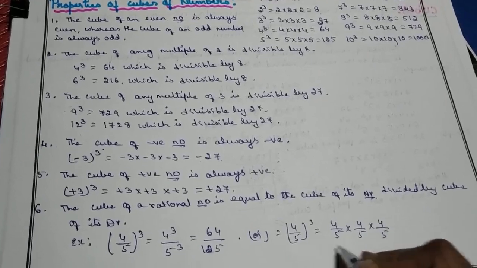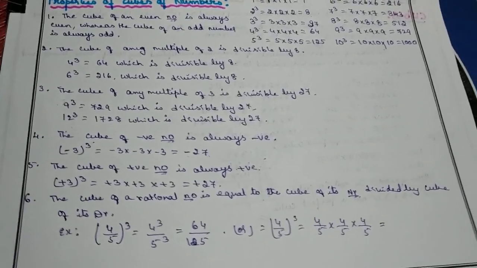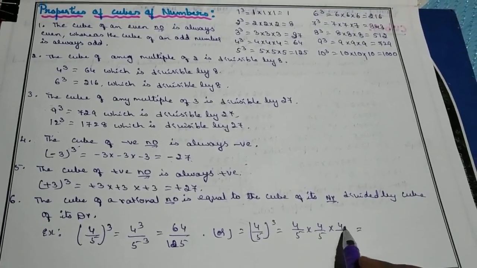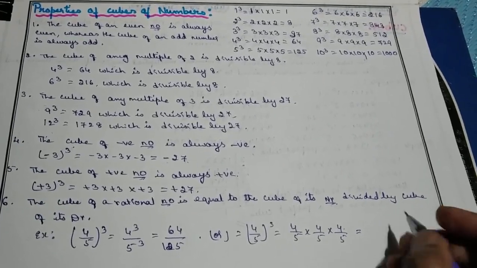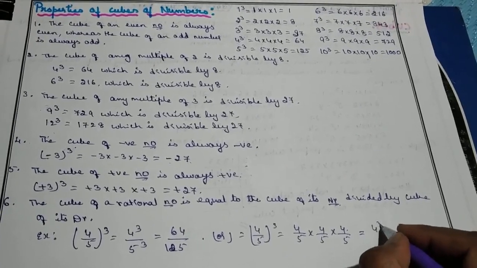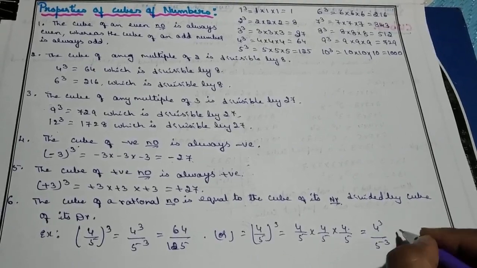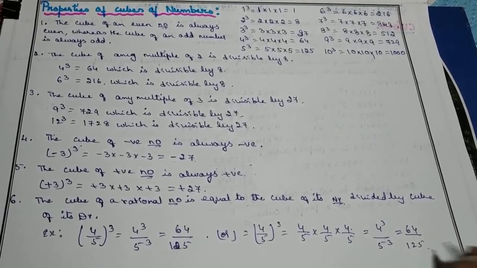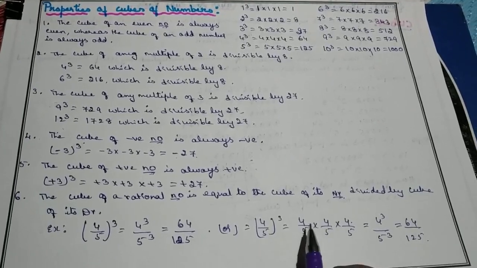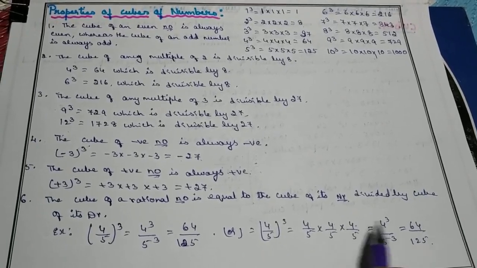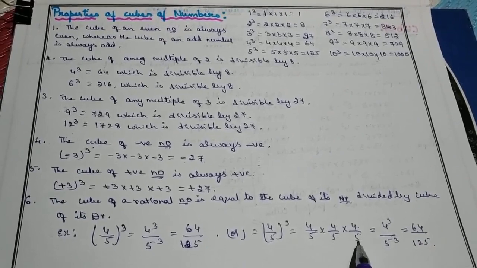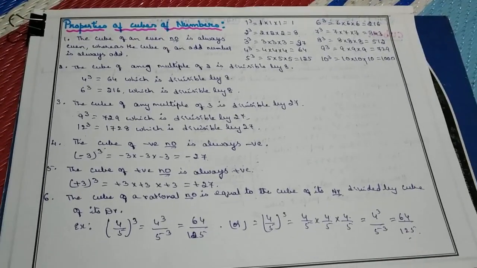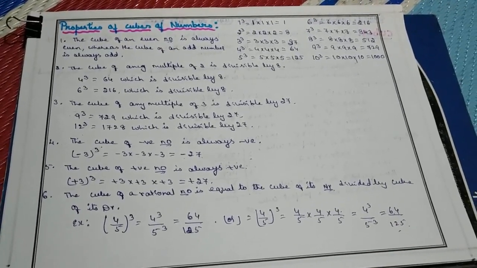We are aware of multiplying fraction with fraction, right? That is numerator with numerator, denominator with denominator. Then I can write 4 cube divided by 5 cube, which is 64 by 125. Or you can write directly, children, 4 4s are 16, 16 4s are 64, 5 5s are 25, 25 5s are 125. So this is all about the properties of cubes of numbers.